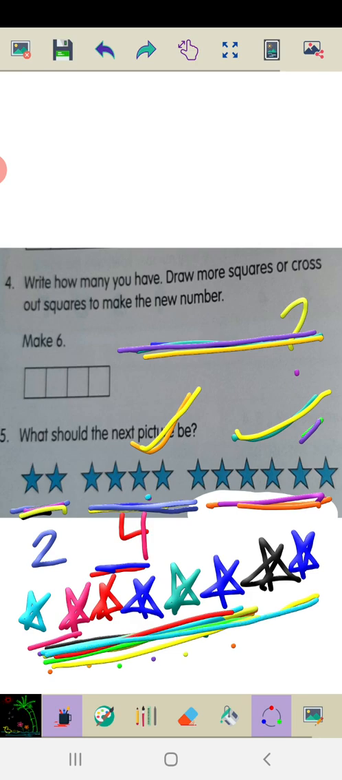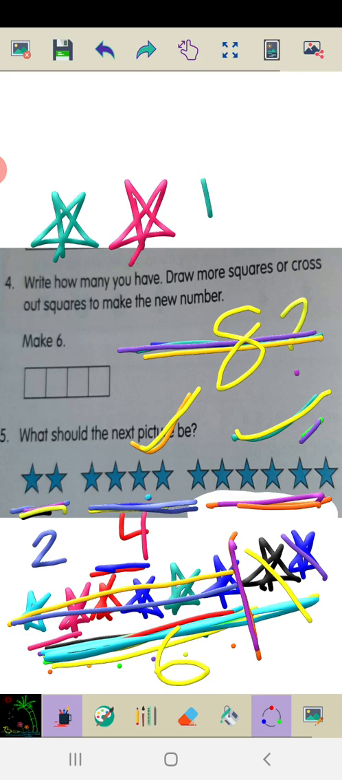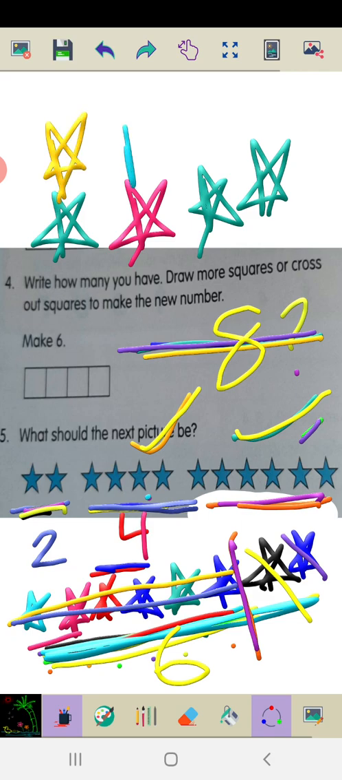So how many stars will be there in the next group? Till here it was 6. This is the number of stars I have taken from the previous group, which is 6. After 6, this is 7 and 8. So after this, it will be 8 stars. Draw the 8 stars like this: 1, 2, 3, 4, 5, 6, 7 and 8. There will be 8 stars. Okay, understood?